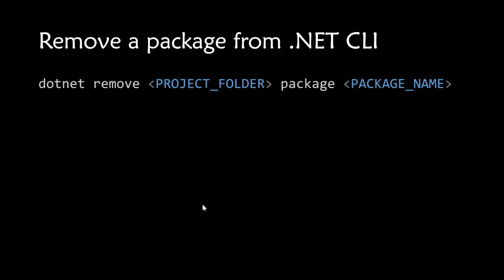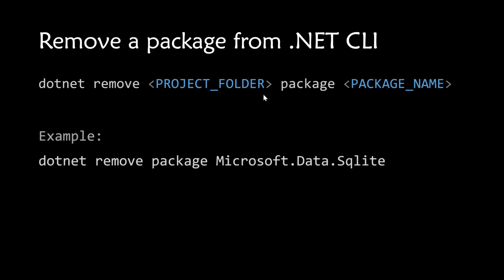So how to remove a package from the .NET CLI? The syntax is dotnet remove package and the package name. If you're in the solution folder, you need to provide the project folder name also. So if you're in the solution folder, you need to say dotnet remove project1 package Microsoft.Data.Sqlite.